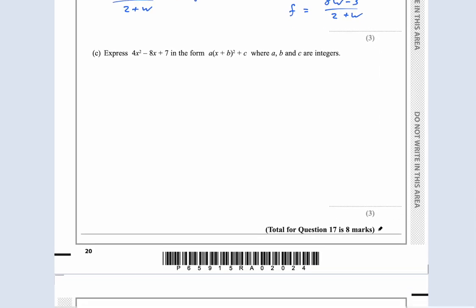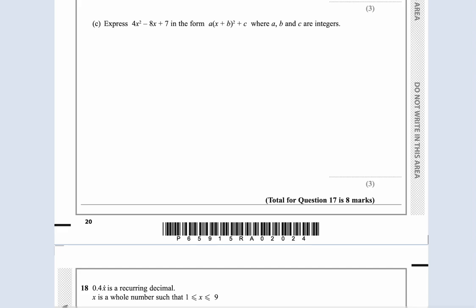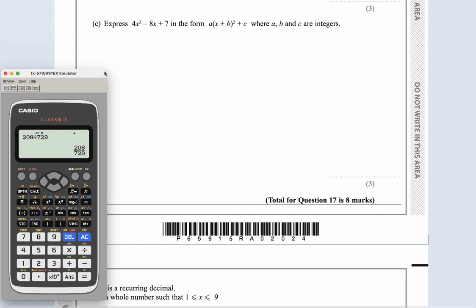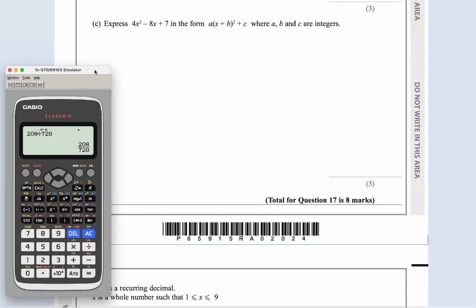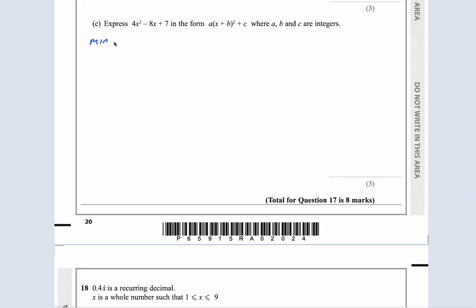Okay, part C. Express this in the form of this. Right, guys, I have a nice hack way to do this with the calculator. And if you check the mark scheme, you do get full marks if you just write down the answer. So you can go straight to the answer here. How do I do it? I go to menu, I go to equation, I go to polynomial, and I go to degree 2. I go 4, minus 8, and 7, press enter. I get x1 and x2, which are complex, ignore them, but I get a minimum of 1 and 3. So the min is at 1, 3.